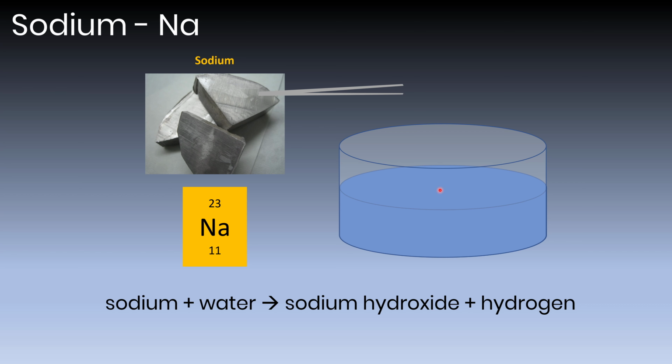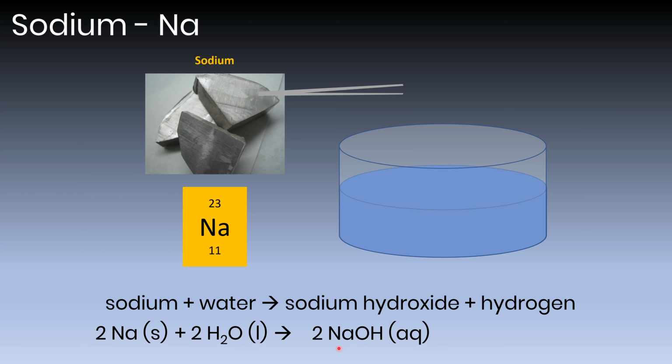The word equation for this is sodium plus water goes to form sodium hydroxide plus hydrogen gas. And again, the symbol equation is much the same. Sodium is a solid metal reacting with liquid water. Sodium hydroxide's formula is NaOH and the hydrogen is again H2 gas. We need 2's in front of the sodium, water and sodium hydroxide in order to balance the equation.